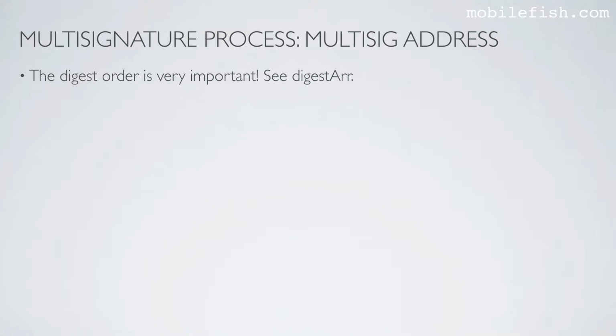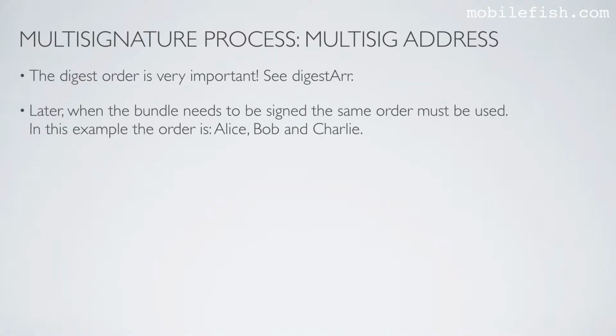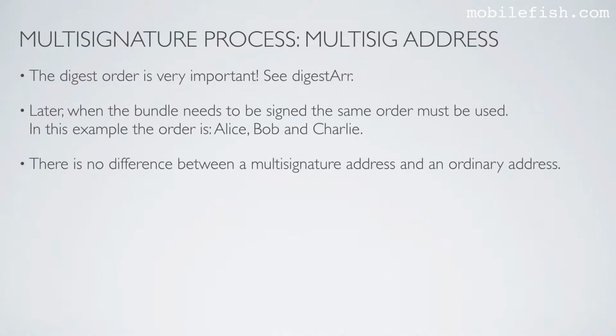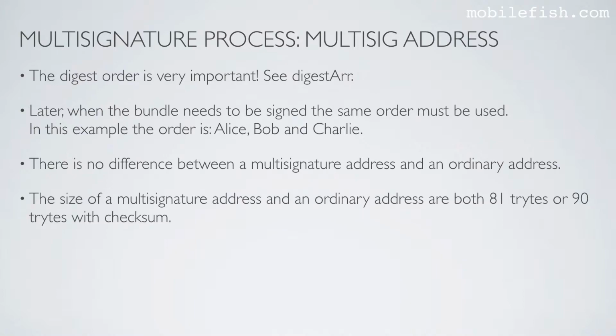The digest order is very important. See the digest array. Later, when the bundle needs to be signed, the same order must be used. In this example, the order is Alice, Bob, and Charlie. There is no difference between a multi-signature address and an ordinary address. The size of a multi-signature address and an ordinary address are both 81 trytes or 90 trytes with checksum.